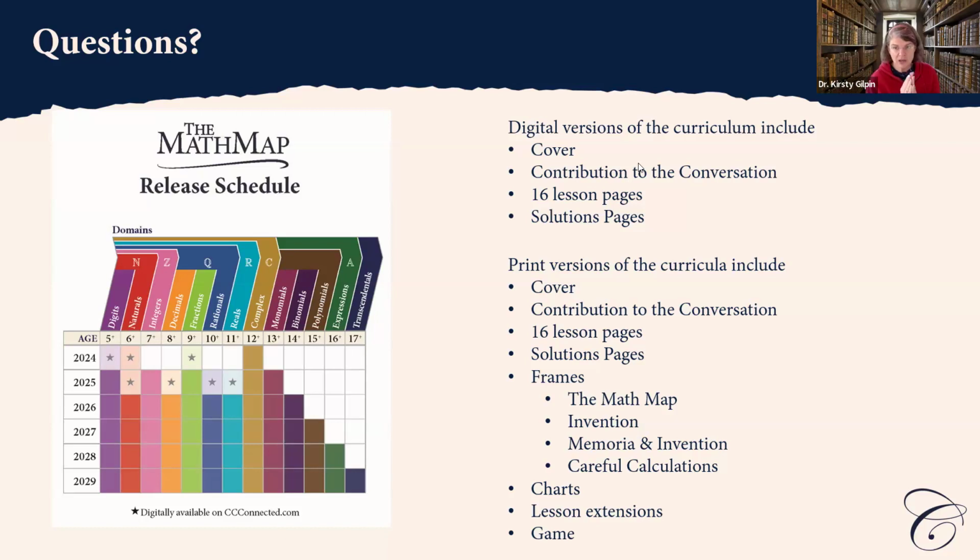And the charts, once you can see them, are really your full scope. So the math map itself is your brief scope and sequence, where we see the 30 major topics that we're going through every year. And our sequence is our domains, right? So we're going to be working with these different number sets. That is our sequence.